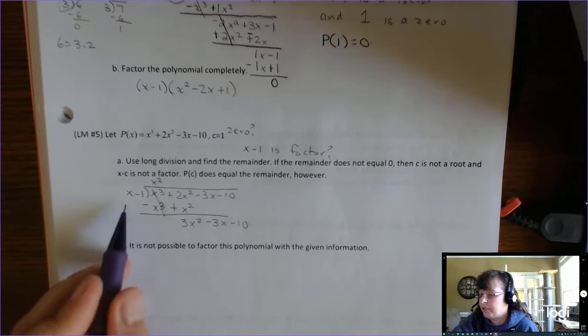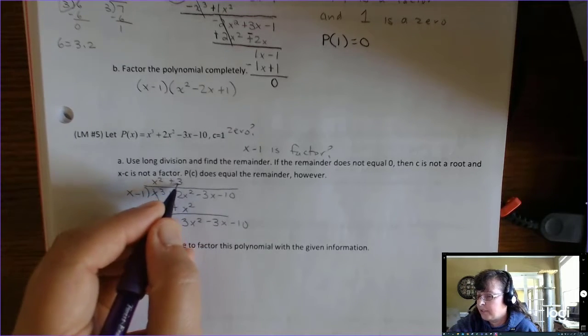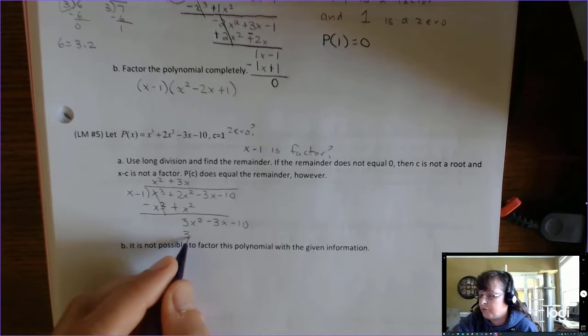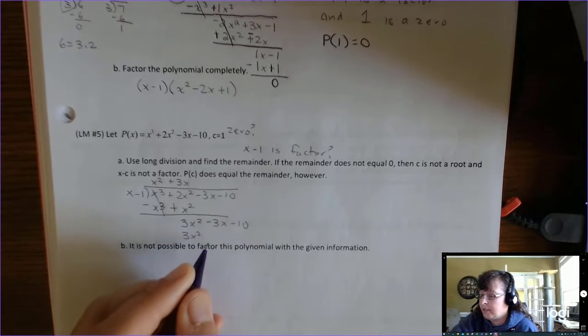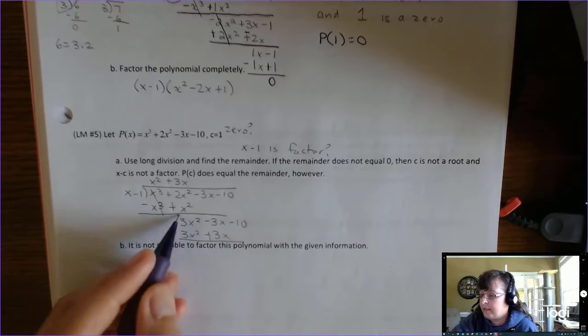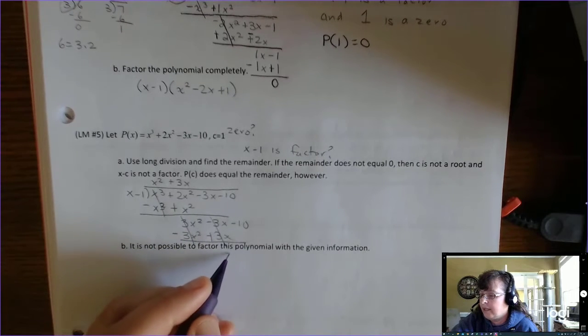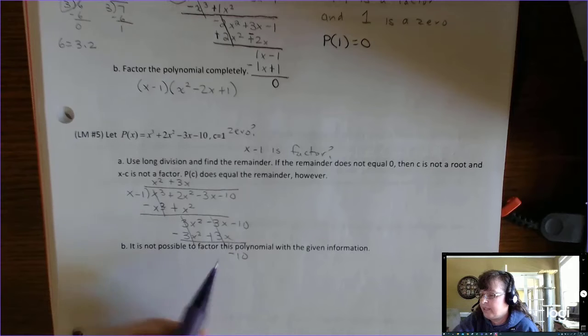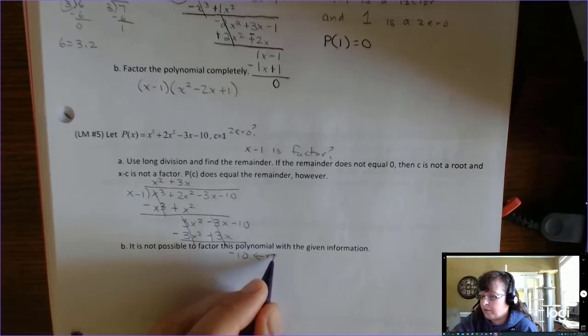Do it again. 3x squared divided by x is 3x. That gives you 3x squared minus 3x. Draw your line, change the sign. That's gone, and you're left with negative 10, and that's degree 0, so you're done. So this is a remainder.